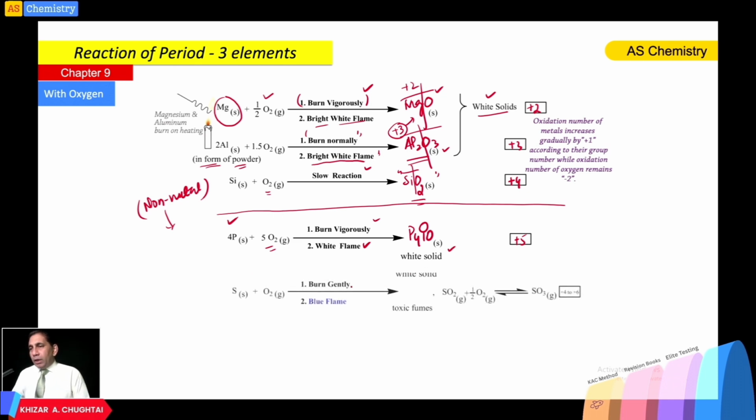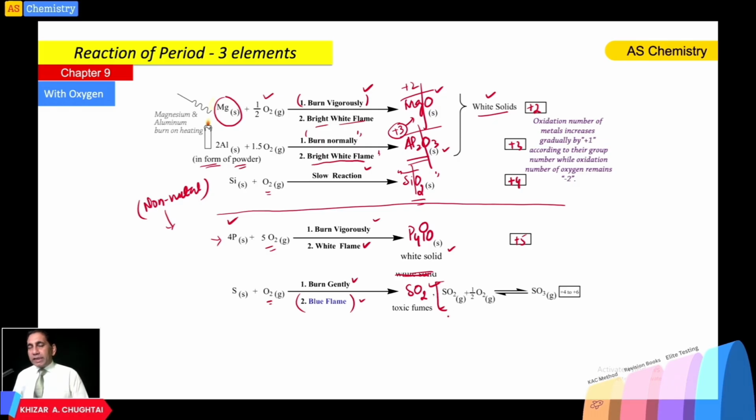Next one, sulfur. Sulfur is going to react with oxygen, but this time the color of the flame is not white, it's blue. A blue flame is supposed to be observed, and it is burning gently. The first non-metal in this sequence, in this period, was burning vigorously, but this one is going to burn gently. And first of all, SO2 gas, which is a toxic gas, is formed.